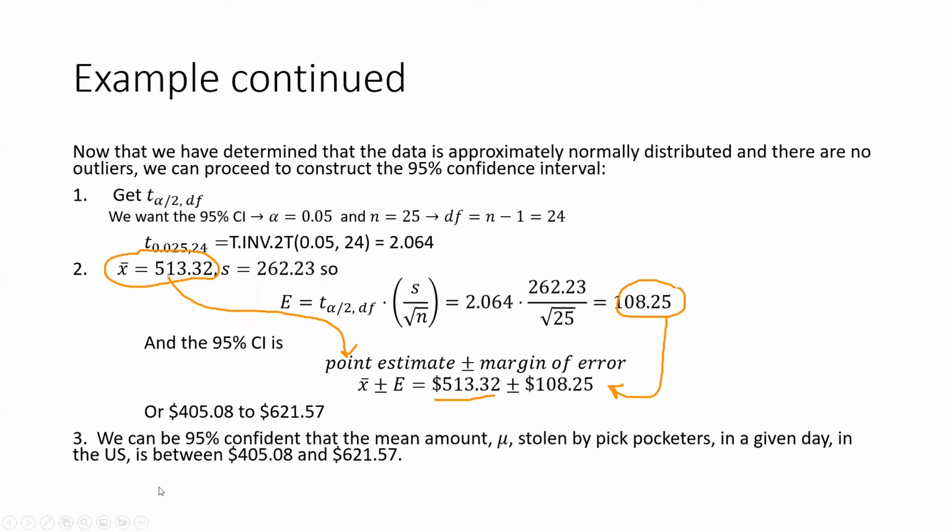And the interpretation, which is step 3, is that we can be 95% confident that the mean amount mu stolen by pickpockets in a given day in the United States is between $405.08 and $621.57. Okay, so that concludes that example.